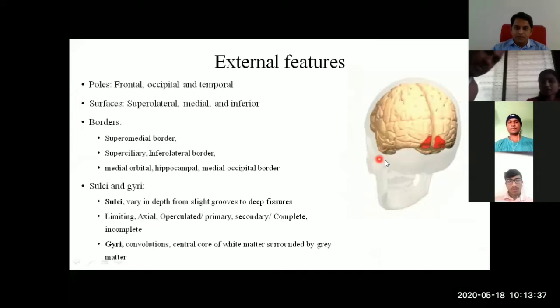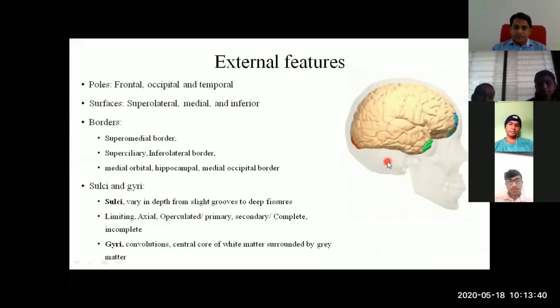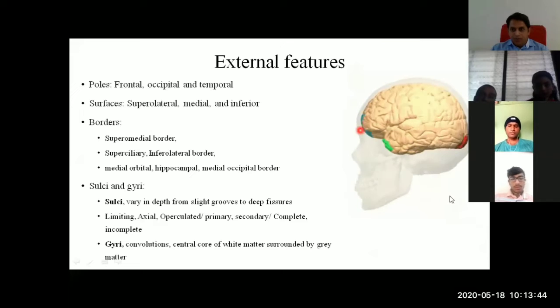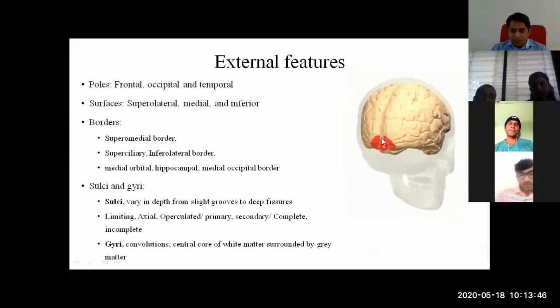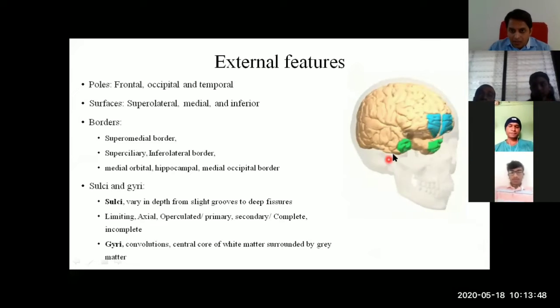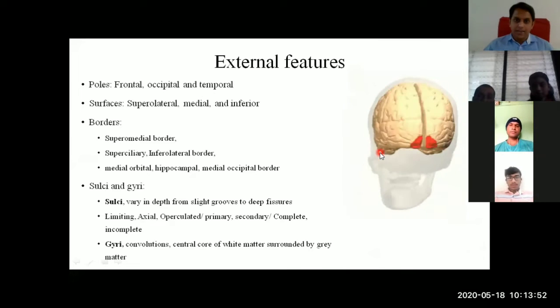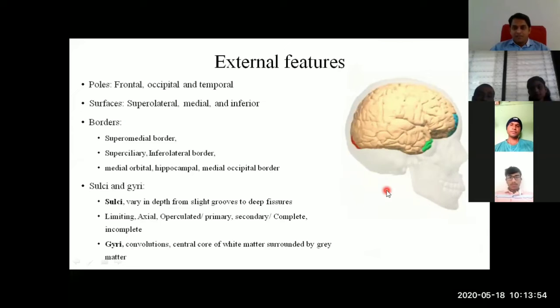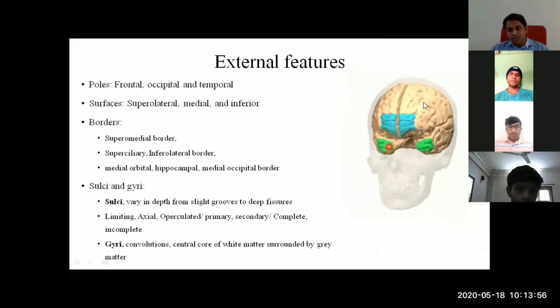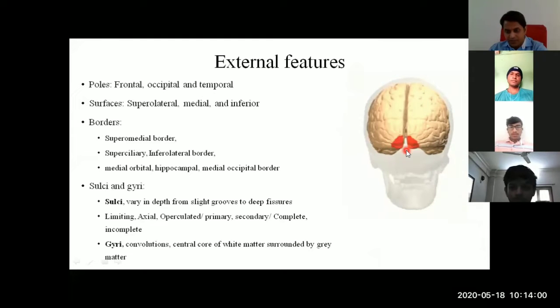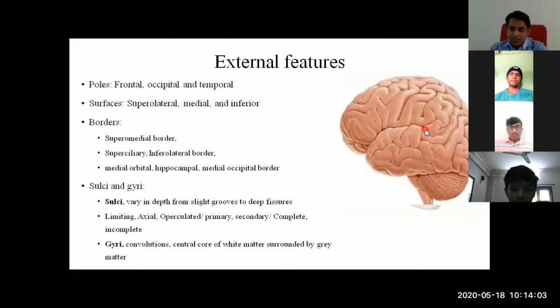Let us move further with the other features. The cerebrum has poles. This is the frontal pole. The one on the posterior is the occipital pole, and the other one is the temporal pole. So these are the poles which lie at its ends. Looking from the outer side, this surface is the superolateral surface. So the superolateral surface looks like this.